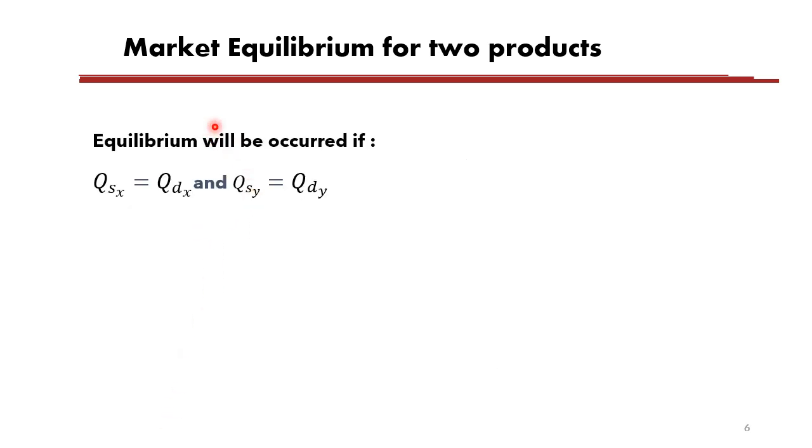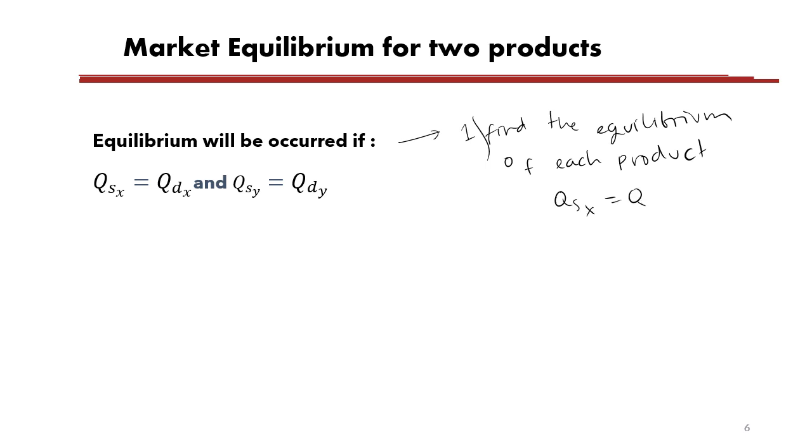So how do we find the equilibrium? It will occur if Qsx equals Qdx and Qsy equals Qdy. So first of all, find the equilibrium of each product. They are Qsx equal to Qdx alone, so only x, and Qsy with Qdy.